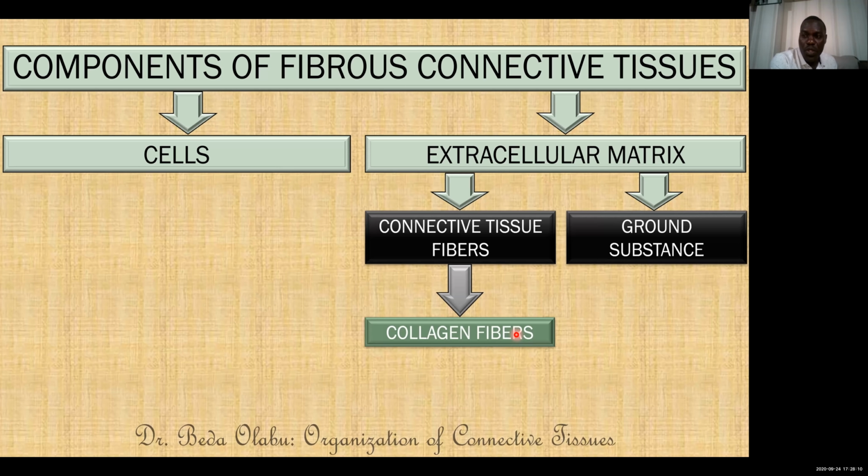Collagen type 2 is a very thin type of collagen. It is unique to cartilage tissues. So we don't find it in fibrous connective tissue, we find it in cartilage tissues. Collagen type 3 is the one that is also known as reticular fibers. It tends to coexist with collagen type 1. They coexist.